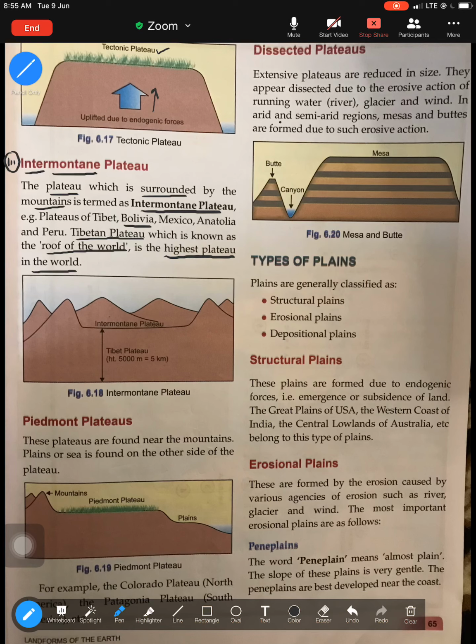So an intermontane plateau is surrounded by mountains on all sides. Okay, so this is the intermontane plateau. The Tibet Plateau, which is surrounded by mountains on all sides, is known as intermontane, meaning in between the mountains.